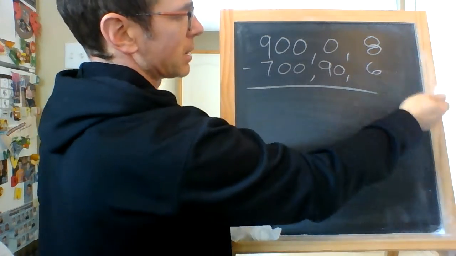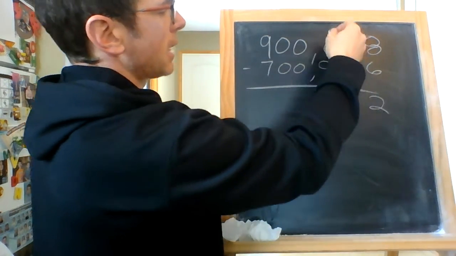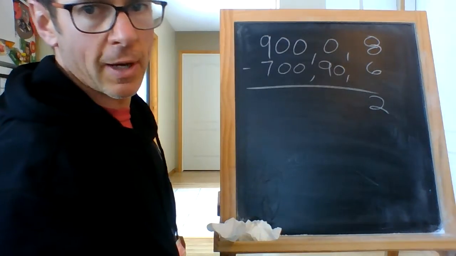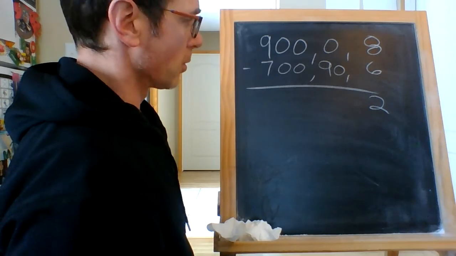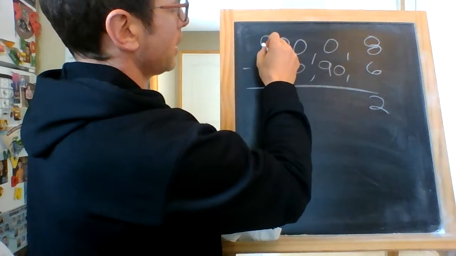So I'm going to start over here on the ones place. I say 8 minus 6 is 2. Then I have 0 minus 90. Now, if I went to a store and I had $0, could I buy something that was $90? No, not unless I borrowed. So I'm going to borrow 100 from over here.